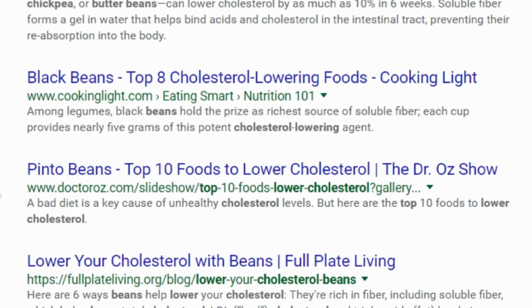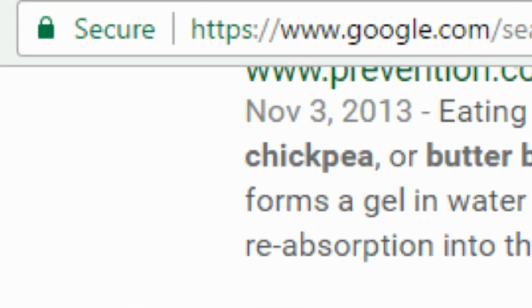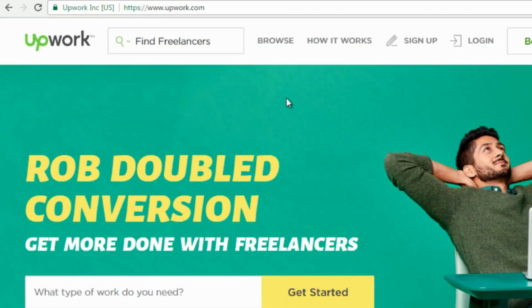So you can hire an article writer. Of course, there are many different places that you can go to hire article writers. Fiverr.com is one good place to go to. Another place that you can go to is Upwork.com. And you can find very high quality article writers, and really all you need is a few.